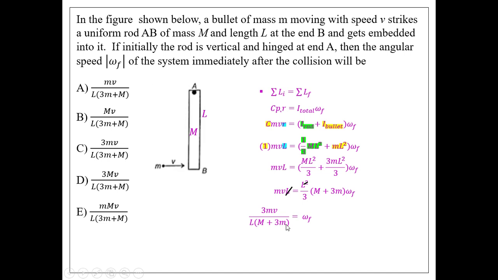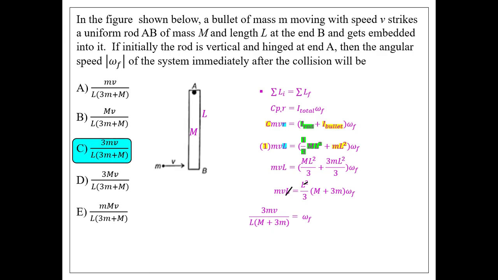And that is left in parentheses there. And that is going to match with choice... Let's see. So you're looking for 3MV, 3 small MV. So that's going to be C. Because on the outside there's L. I have capital M plus 3M. And the answer choice here has it as 3M plus capital M, which is the same. So that is answer choice C.